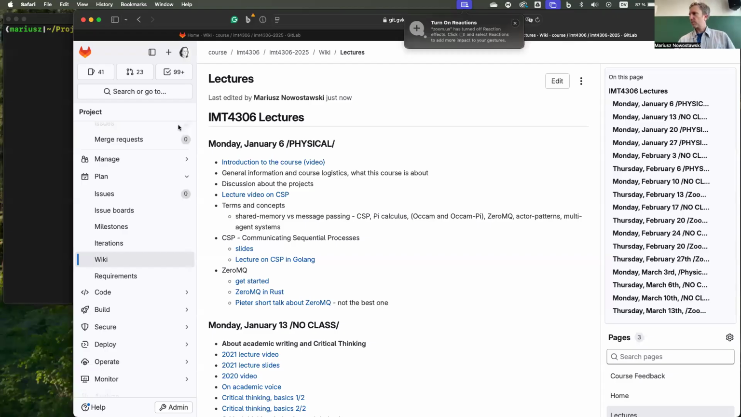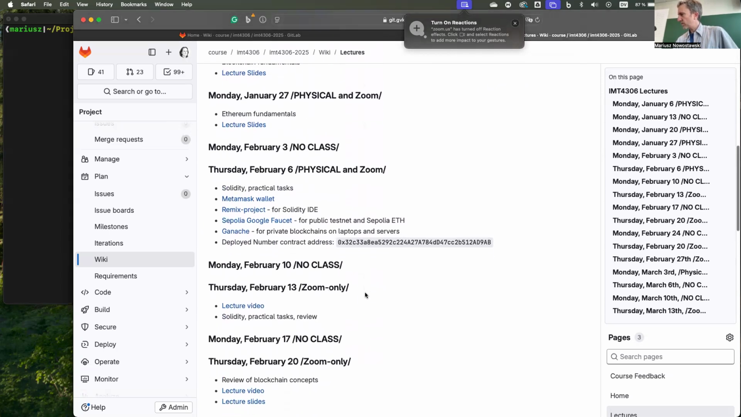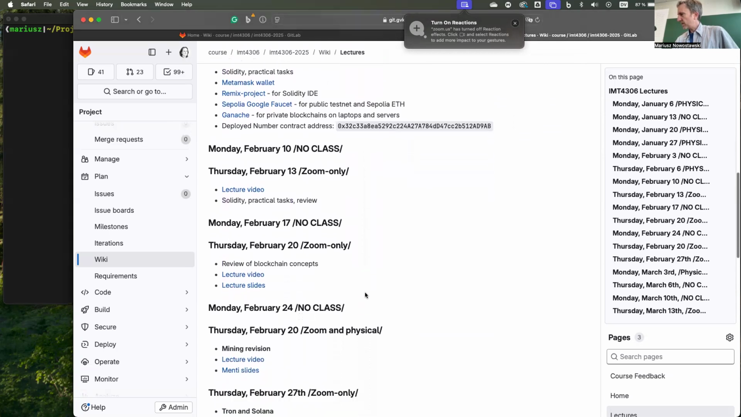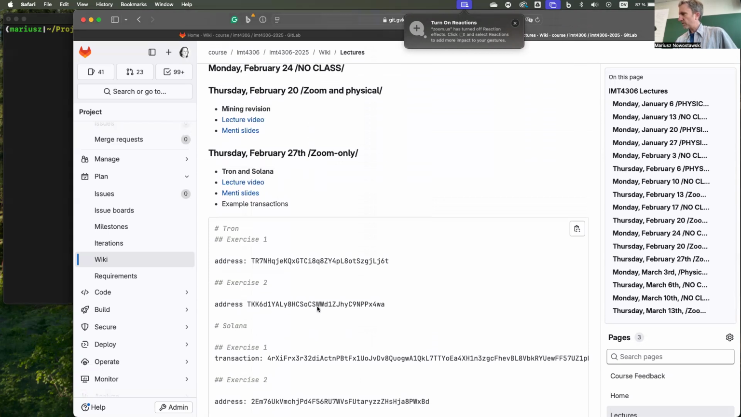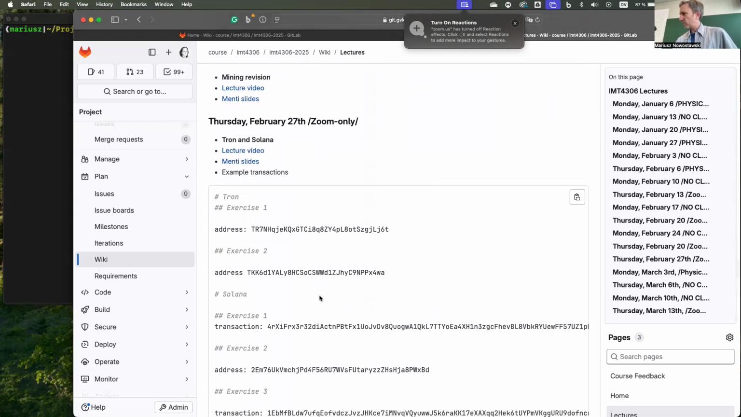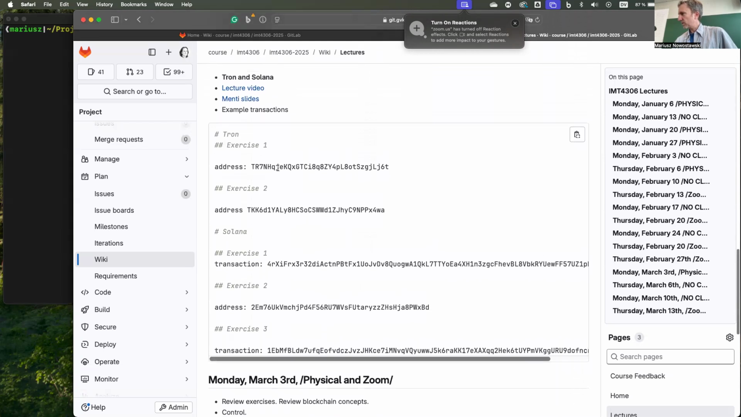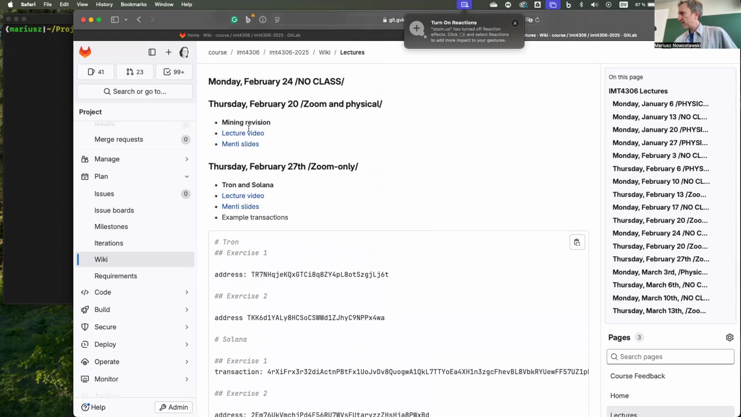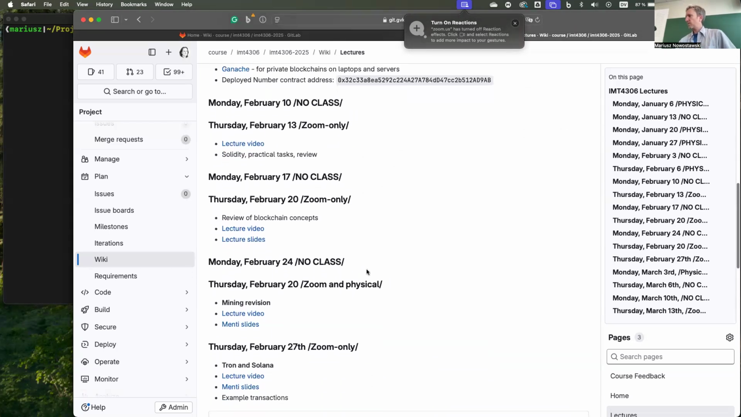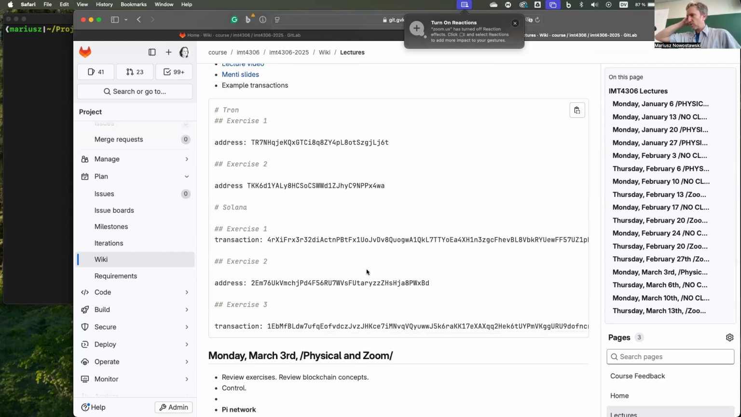All right, so on the wiki we have a schedule for the past lectures, and we had this lecture on Tron and Solana, and we were missing some of the addresses. So I put the addresses here for the exercise. So we're gonna check it today. And then the Menti slides and the lecture videos are on the wiki in the course.